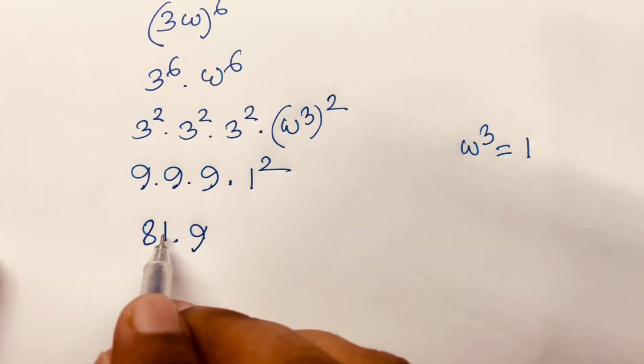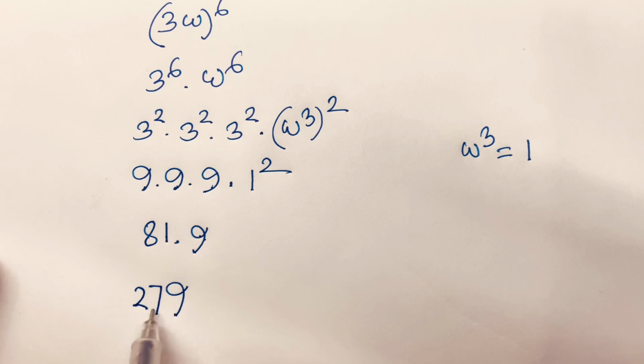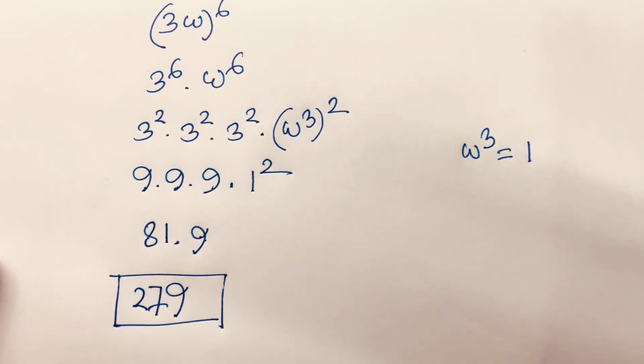Then I can say 9 times 1 will be 9, 81 times 9 will be 729. This is our final answer.